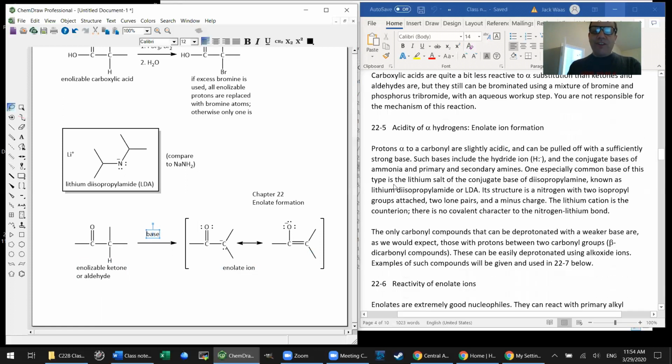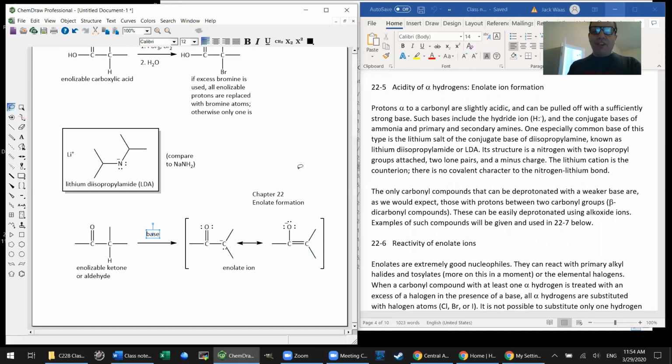And as you see in your class notes, such bases include, but are not limited to, the hydride ion. You're certainly familiar with reagents such as sodium hydride and potassium hydride. NaH and KH will certainly pull off a proton like that. Sodium amide, our old friend, NaNH2, will certainly do the same. One base that's very commonly used, and it's not the only such base that's used, is lithium diisopropylamide, or LDA. LDA is the conjugate base of diisopropylamine. And so that's another base that's more than strongly basic enough to pull protons of this type off.